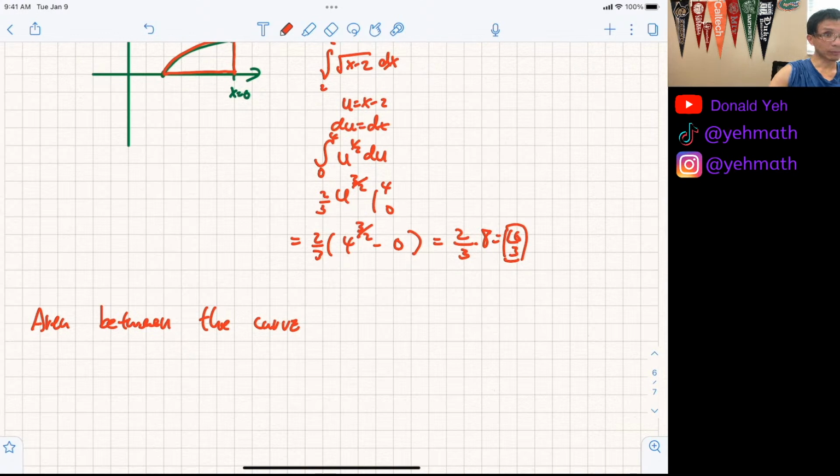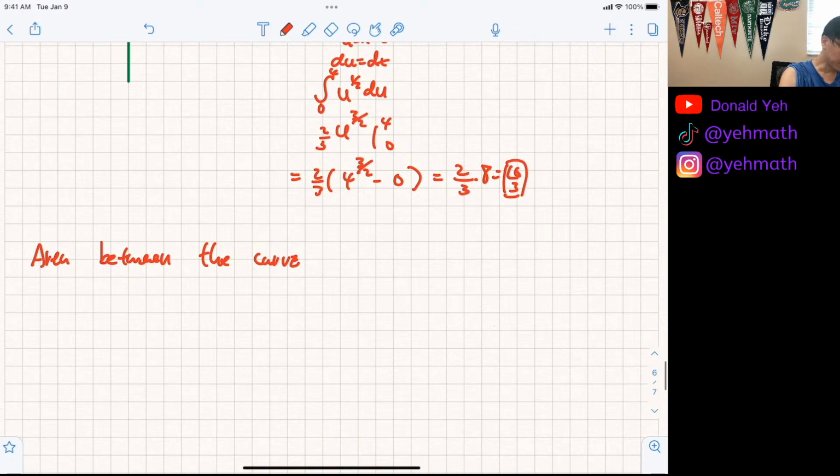Are we doing it from the y, in terms of y? You can do it in terms of x or y. The area between the curves is usually top minus bottom or right minus left.